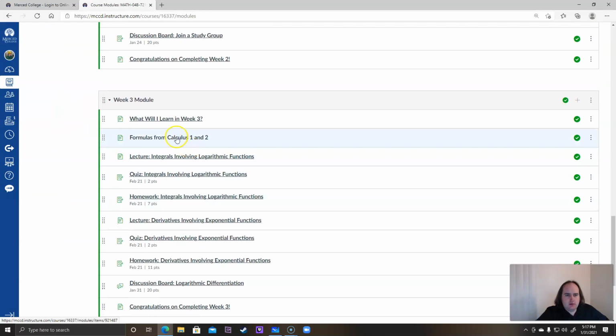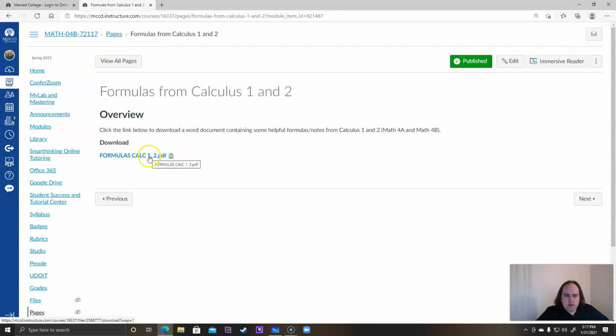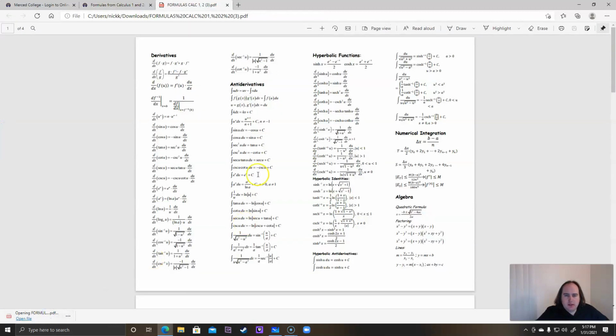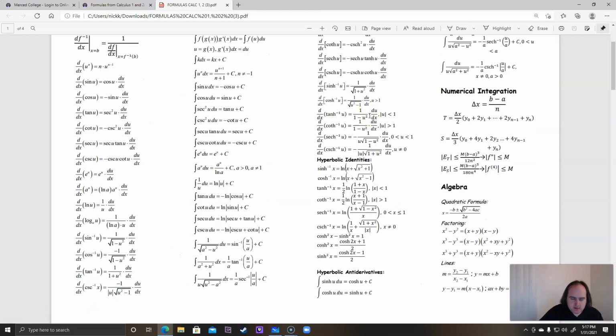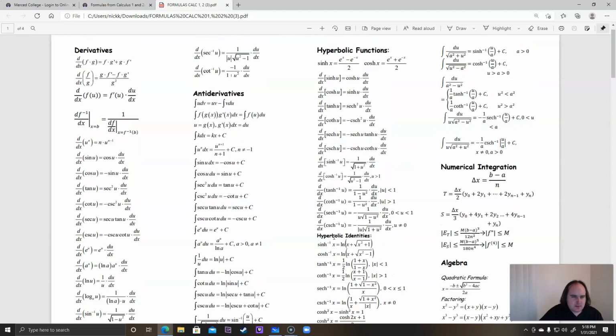Let's see. Here it is. For this particular course, it came in week 3: Formulas from Calculus 1 and 2. You download that PDF and then you open that up. It's got all kinds of nice formulas in there, just in case you start forgetting them, because there are so many formulas in calculus. I also let people use these during the test, which is probably a little too easy, but that's what I do.